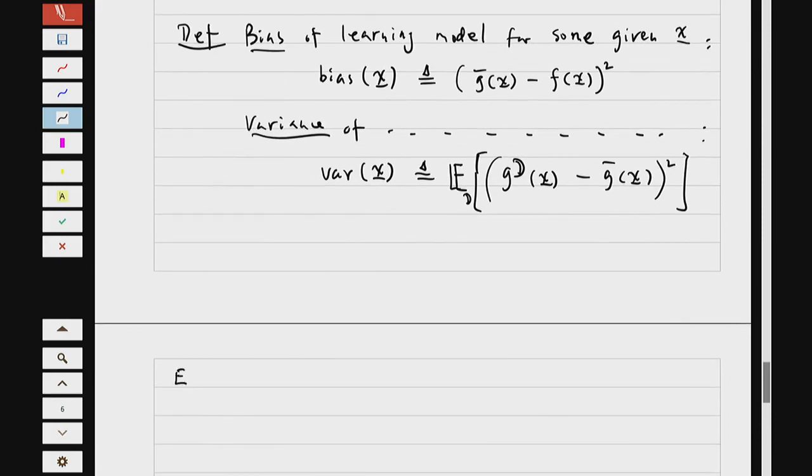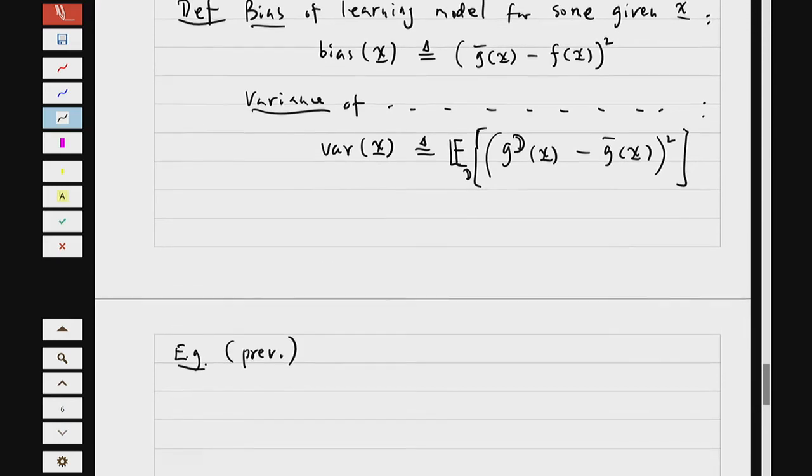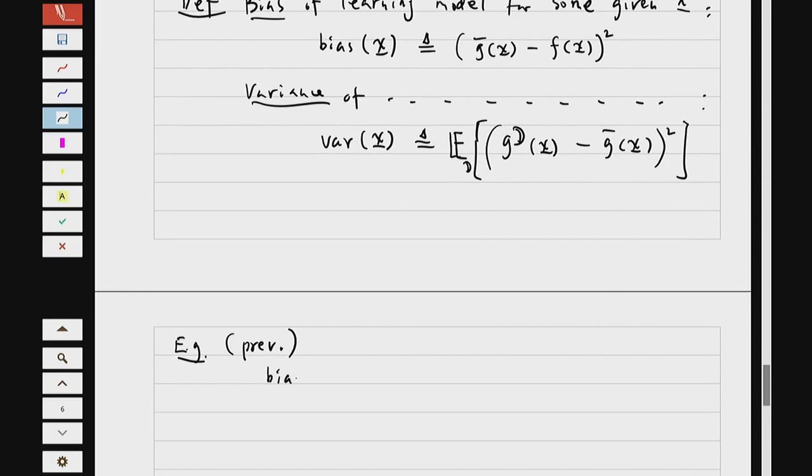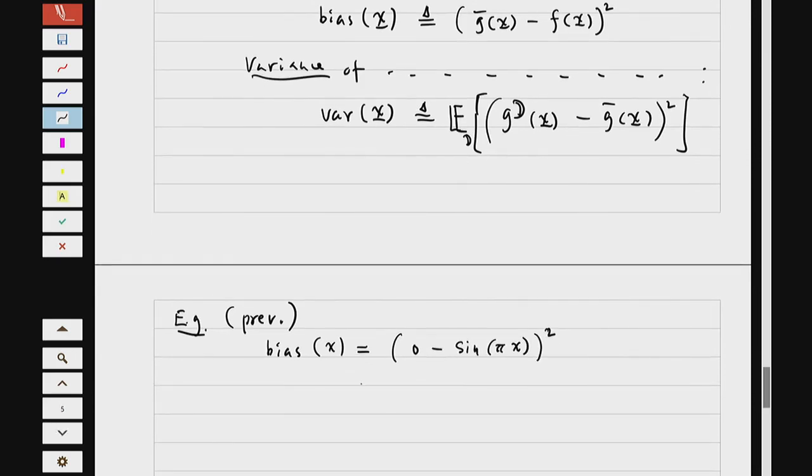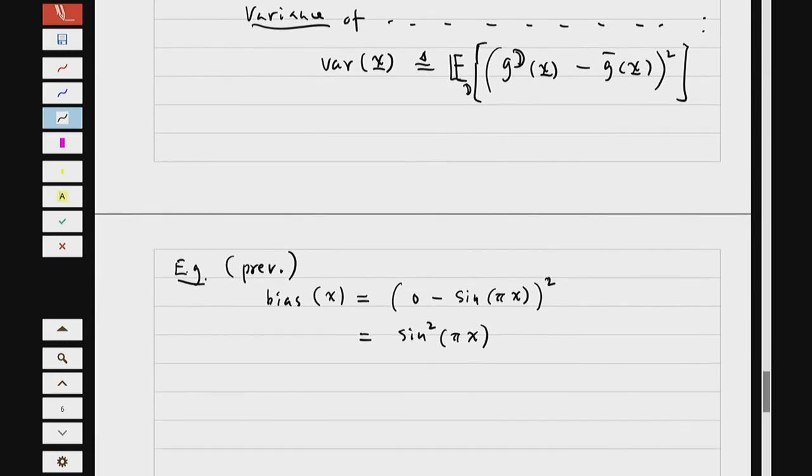Let's look at the example from before, the previous one. What is the bias? I don't have to write x bar because it's one-dimensional. Exactly, it's 0 for the mean, and then the true function is sine of pi x, so the bias is simply sine squared of pi x. What is the variance?